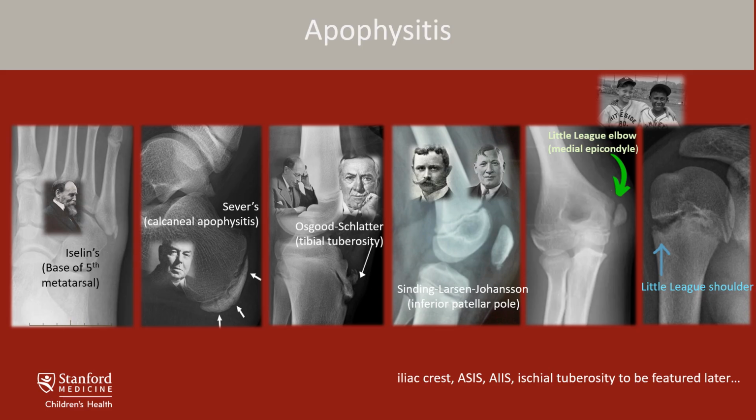Just in case some review is needed to remember the eponyms for the locations of growth plates, Iselin's is at the base of the fifth metatarsal, Sever's is at the calcaneus, Osgood-Schlatter is at the tibial tuberosity below the knee, Sinding-Larsen-Johansson or jumper's knee is at the bottom of the patella, and then Little League shoulder and elbow are at the proximal humerus and medial epicondyle, respectively. I'll show some examples of the more axial physes a little bit later.